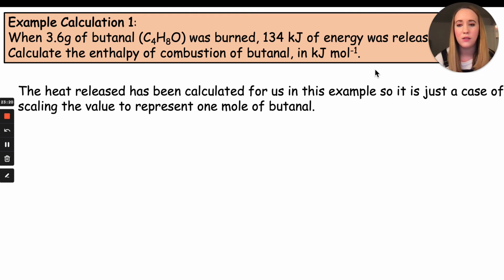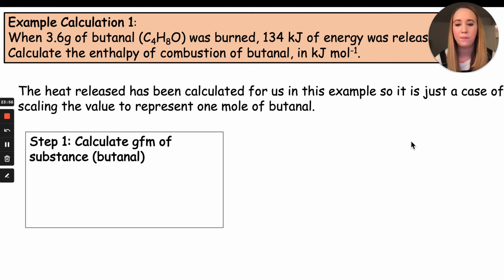If you didn't realise, you're looking at this question and you try to use the EH equals CM delta T equation, you'll very quickly have issues because you don't have any of the data that you need. You don't have the mass of water, you don't have a temperature change. So that should give you a clue that part's not required. Okay, so we've got a value for the energy released when we burn 3.6 grams of butanol. So all we need to do is scale that up to represent 1 mole. So the first thing we're going to do, step 1 of our calculation, is to work out the GFM of butanol, the substance that we're burning.